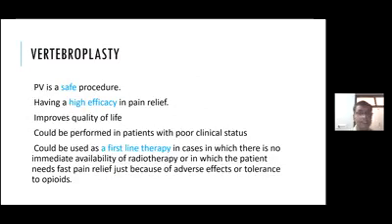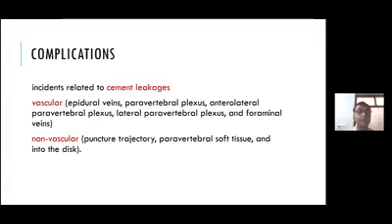So vertebroplasty is a safe procedure. It has very high efficacy in pain relief. It improves quality of life. It could be performed in patients with poor clinical status. It could be used as first line in cases where there is no immediate availability of radiotherapy, or in which the patient needs fast pain relief because of the adverse effects and tolerance to opioids. So it can be used as first line therapy. Complications are basically related to cement leakages, either vascular or non-vascular.